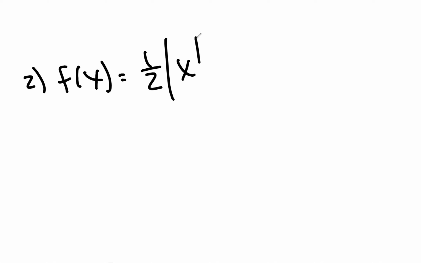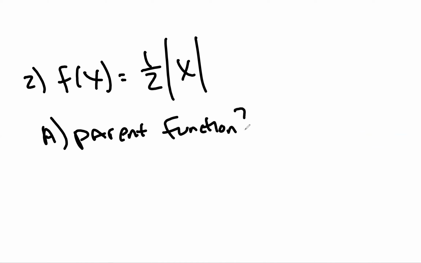So number 2, it's very similar to what we've just done. Number 2, we're going to have f of x equals 1/2 absolute value of x. And so letter A, step 1, I suppose, is again, looking at this type of function, you have to be able to pull out the parent function. And we're going to jot that down real quick. So looking at this, what is our parent function? The absolute value of x.